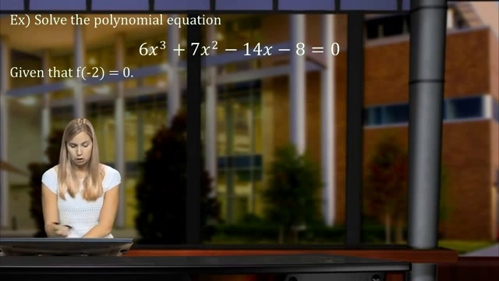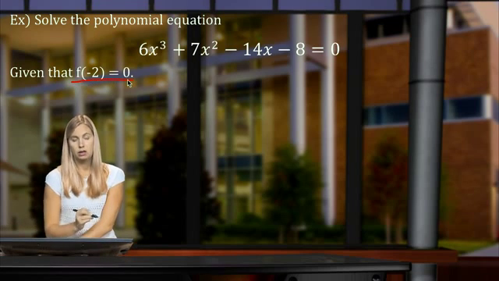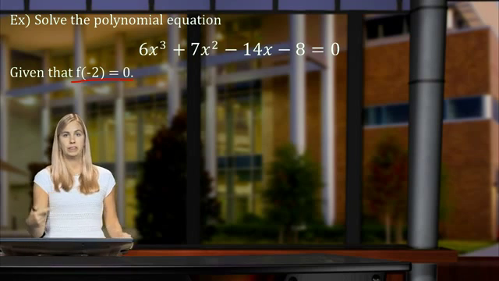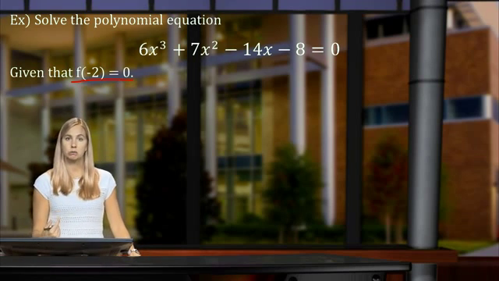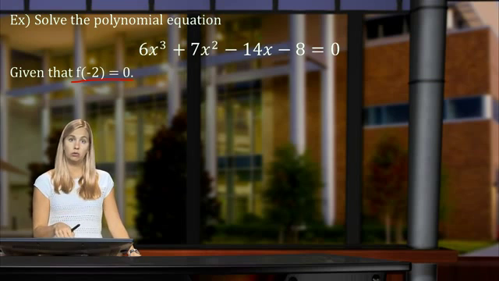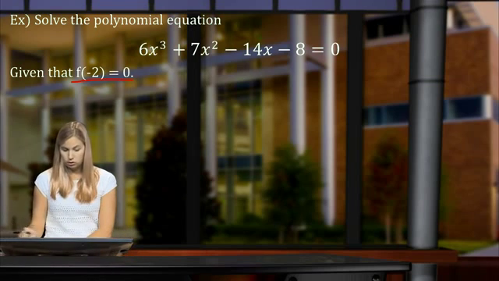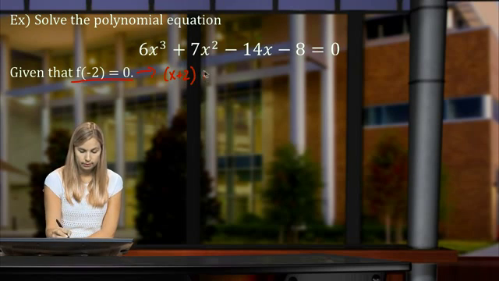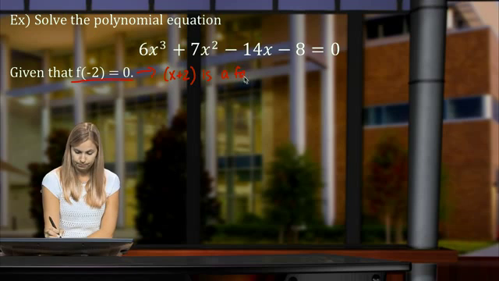But they've given us one other piece of information. They've given us that f of negative 2 equals 0. So we think back to our factor theorem. Our factor theorem says that if you know a 0, then you know a factor. So this one piece of information tells me that x plus 2 is a factor.